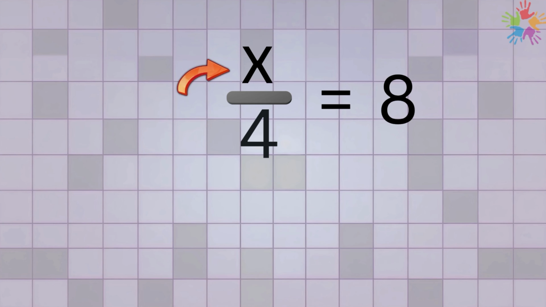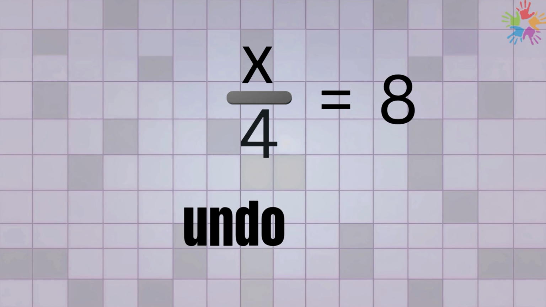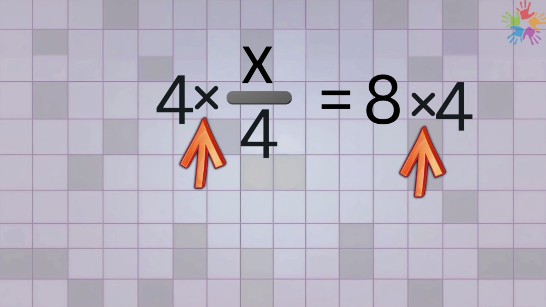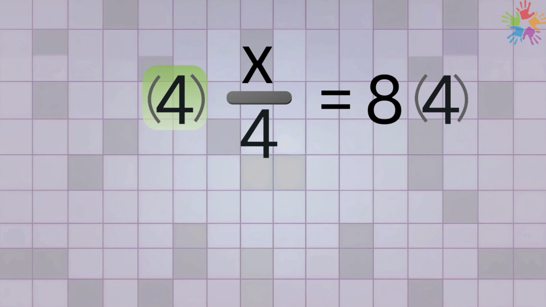We can see that the variable is not by itself because it's being divided by 4. How can we undo that division? Yep, we undo division with multiplication. So we multiply both sides of the equation by 4. And instead of using the multiplication sign, we'll use parentheses. So now we write 4 in parentheses next to the fraction. We place the number 4 in parentheses next to the variable over 4, showing that 4 is being multiplied by the entire fraction. And we do the same thing on the other side. We multiply 8 by 4 using parentheses to show the multiplication.